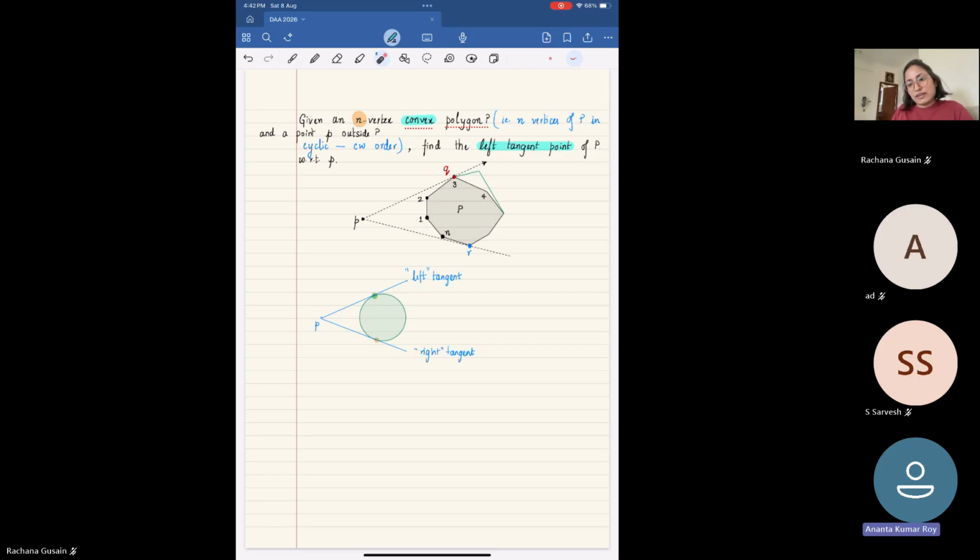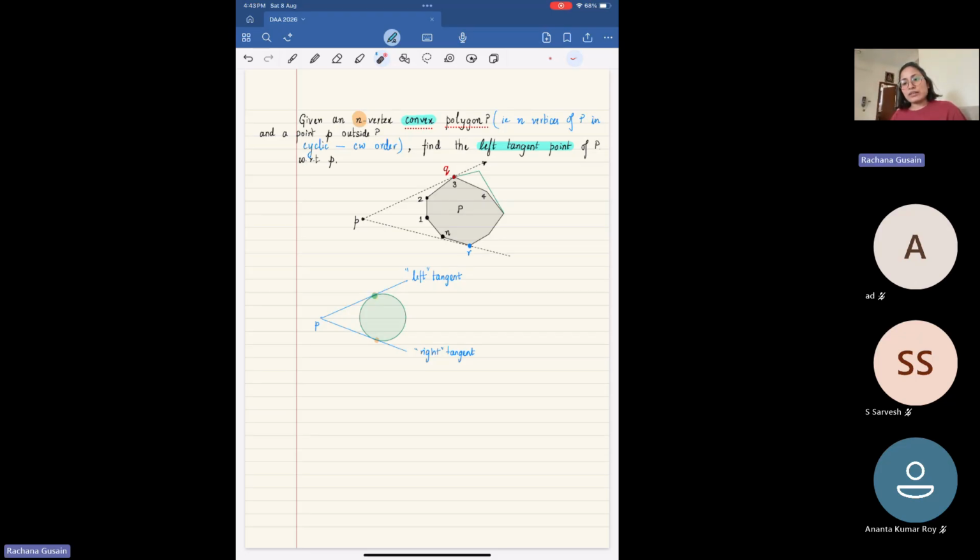Yes, ma'am. So for the right tangent point, both of its neighbors lie in the left half. For the left tangent point, the crucial observation here is that both of its neighbors lie in the right half. You take any other point, one neighbor will be in the left half, the other neighbor will be in the right half.